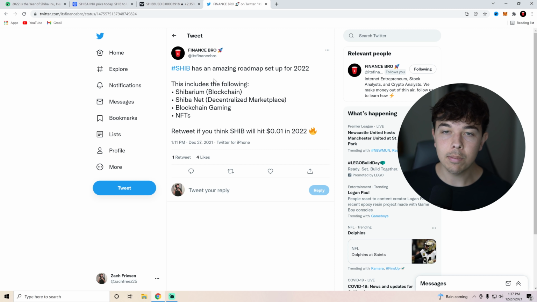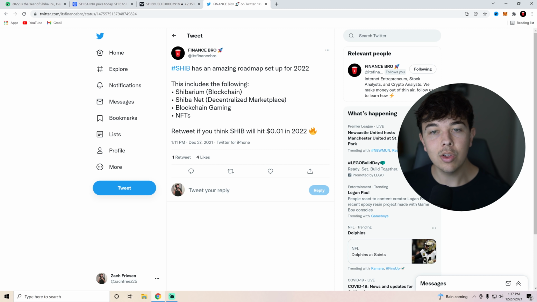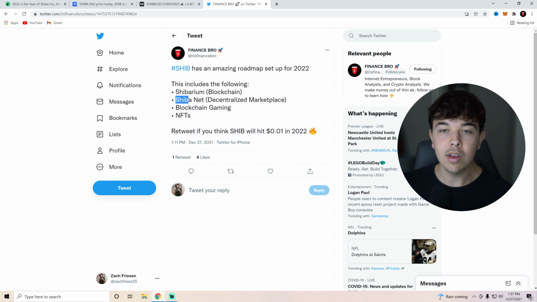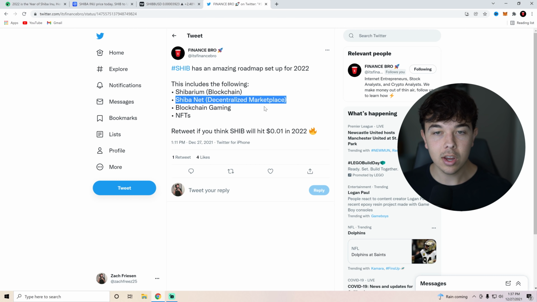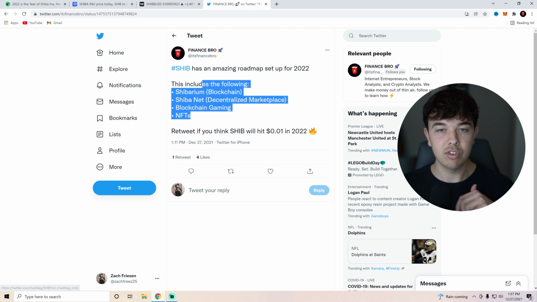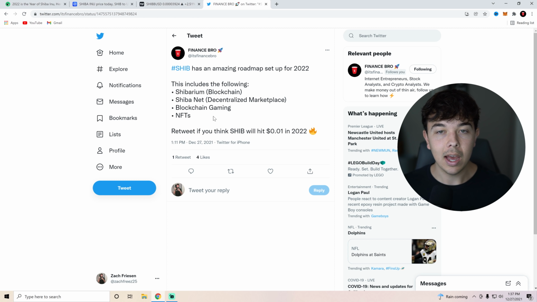But basically, the roadmap for 2022 is going to include Shibarium, our Shiba Inu Coin layer 2 blockchain. We'll go over all of these a little bit more in depth in just a second. But we also have ShibaNet, which is a decentralized marketplace, blockchain gaming, which we have partnered with Playside Studios for, and then we'll have more NFTs. I want to go over my price prediction at the end of the video, but this is what we have coming up for 2022 that I could think of off the top of my head.